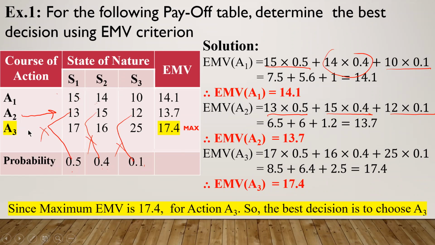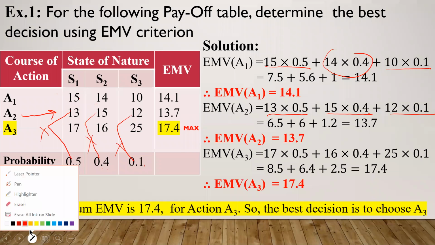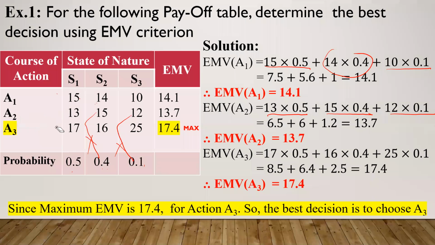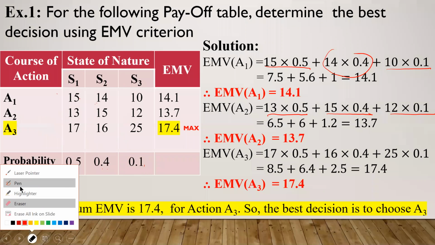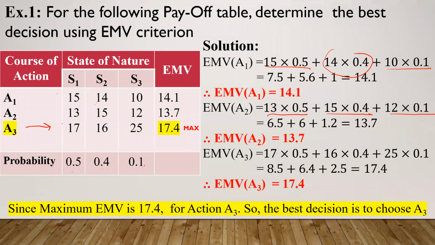Now similarly calculate EMV of A3. I hope you are understanding it. You have to see the payoffs of A3. The payoffs of A3 are 17, 16 and 25. Multiply them with the probabilities. 17 into 0.5 is here, plus 16 into 0.4, plus 25 into 0.1. So 17 into 0.5 is 8.5, 16 into 0.4 is 6.4, 25 into 0.1 is 2.5.